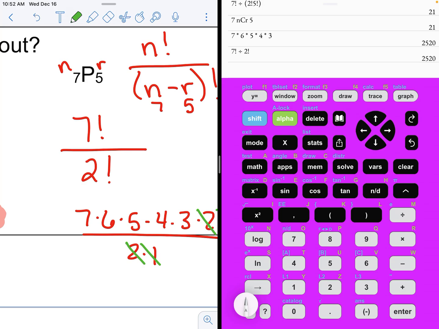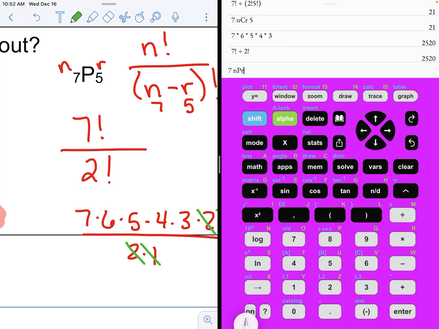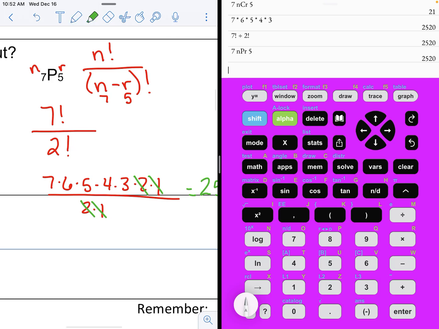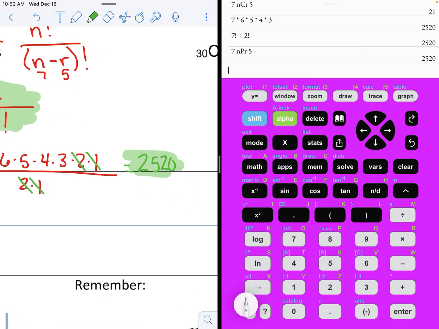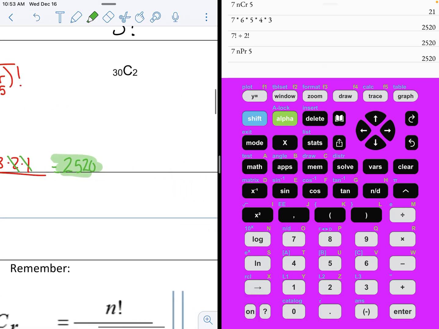Or remember your calculator, I'm so surprised this is in the free version. You can do 7, math, go over to probability, select number 2 for permutation, 5 for r, so 7 for n, r is 5, permutation, you get the same thing. So I wanted to make sure that as your math teacher I showed you what I want to see in green there, and obviously the answer, but that your calculator does such a nice job at giving you the final answers.